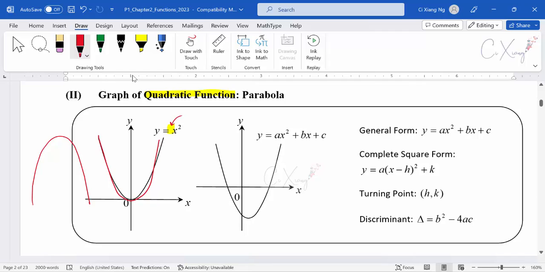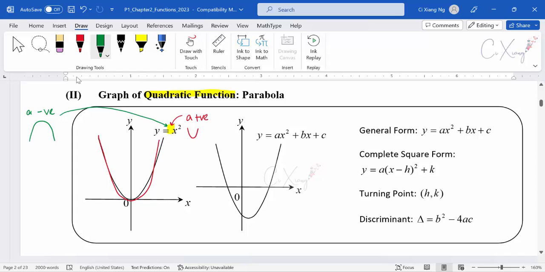If this value a is positive, then your quadratic function will be a U shape. And if your a is negative, then your quadratic equation will have the N shape. So this is the basic shape for the quadratic function.